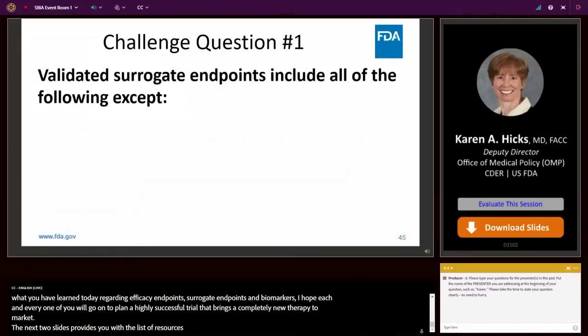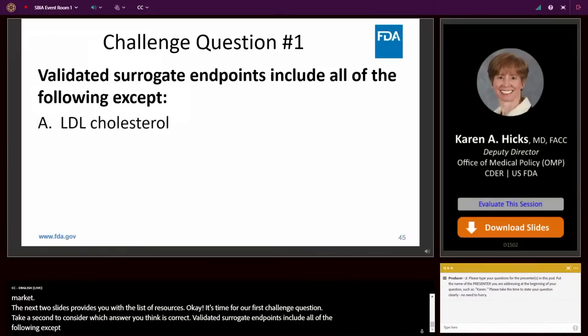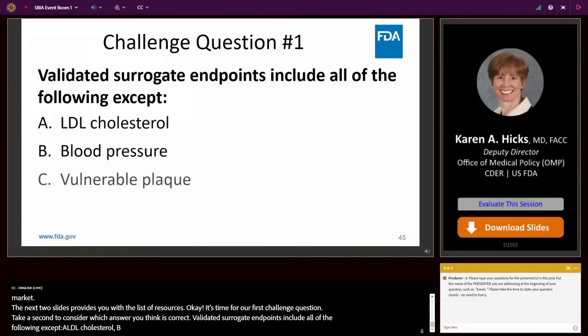Okay, it's time for our first challenge question. Take a second to consider which answer you think is correct. Validated surrogate endpoints include all of the following except A, LDL cholesterol, B, blood pressure, C, vulnerable plaque, or D, hemoglobin A1C.